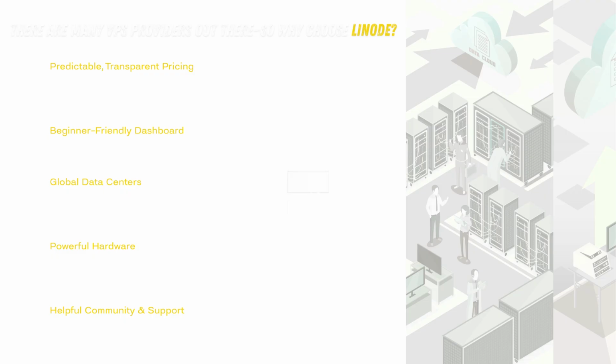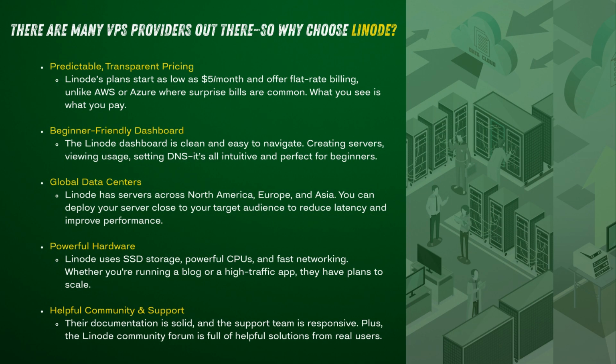Why choose Linode? Predictable, transparent pricing. Linode's plans start as low as $5 a month and offer flat-rate billing, unlike AWS or Azure, where surprise bills are common. What you see is what you pay. Beginner-friendly dashboard. The Linode dashboard is clean and easy to navigate. Creating servers, viewing usage, setting DNS, it's all intuitive and perfect for beginners.